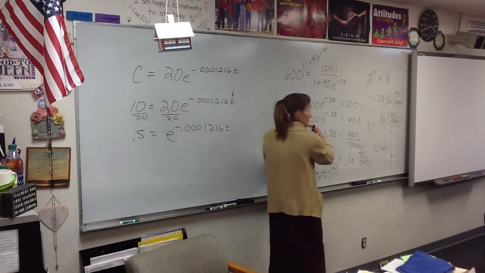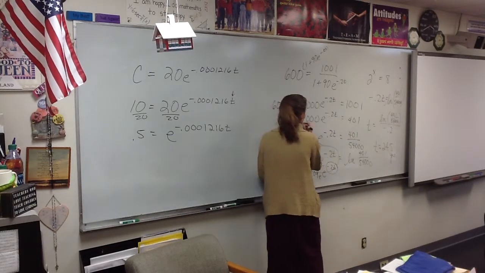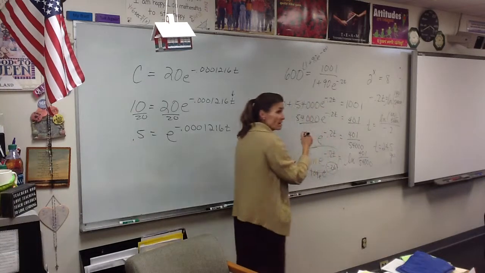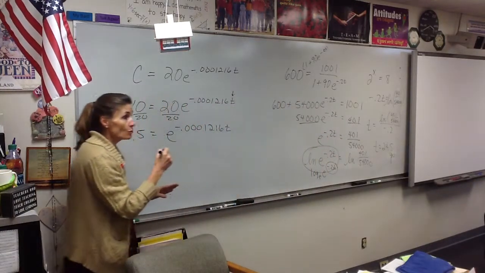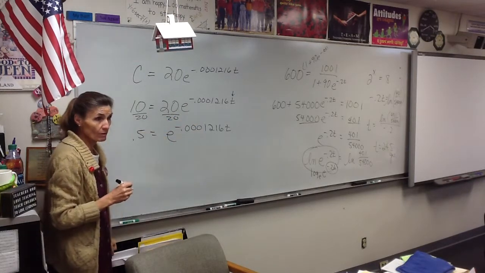Notice, didn't we do the same thing over here, kids? What did we do before we put in our LNs? We divided by our 54,000. You have to divide by that number before you take the logarithm.